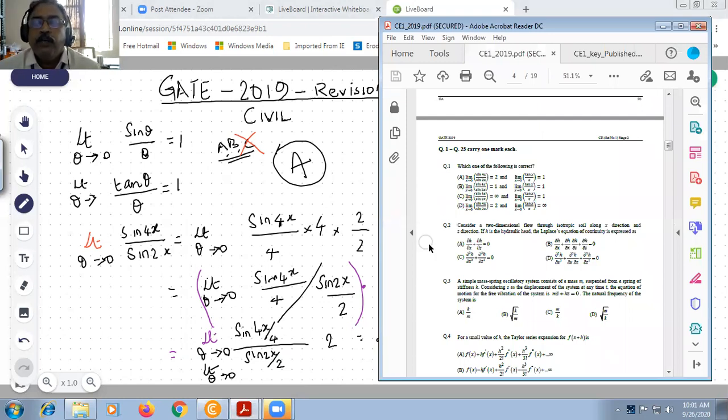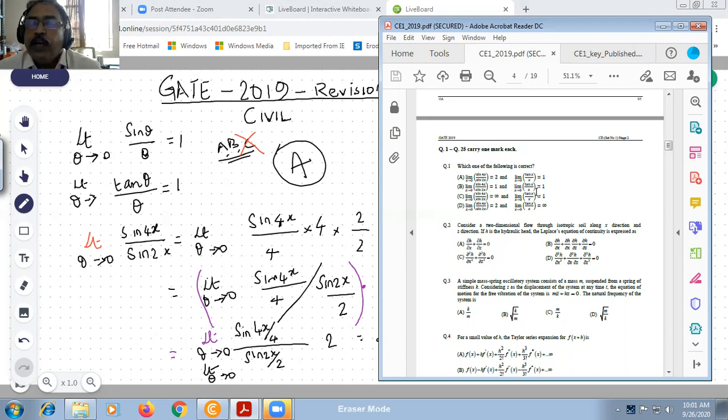Again we have another problem. Consider a two-dimensional flow in an isotropic soil along the x direction and z direction. If h is the hydraulic head, the Laplace equation of continuity is del square phi equal to 0.